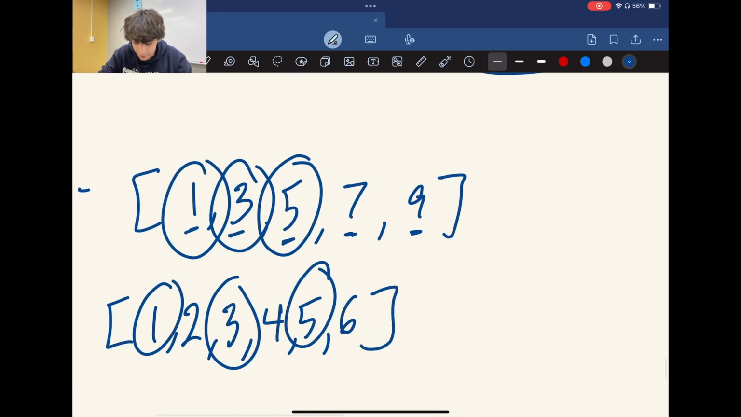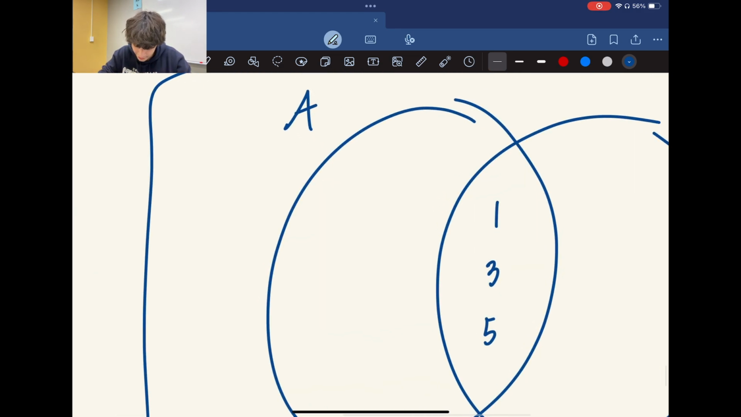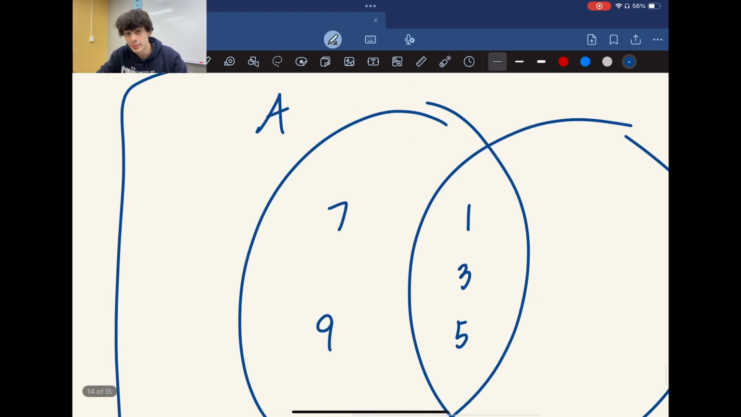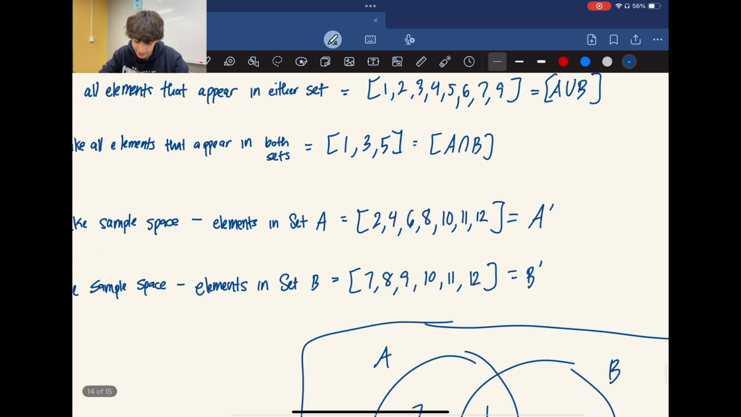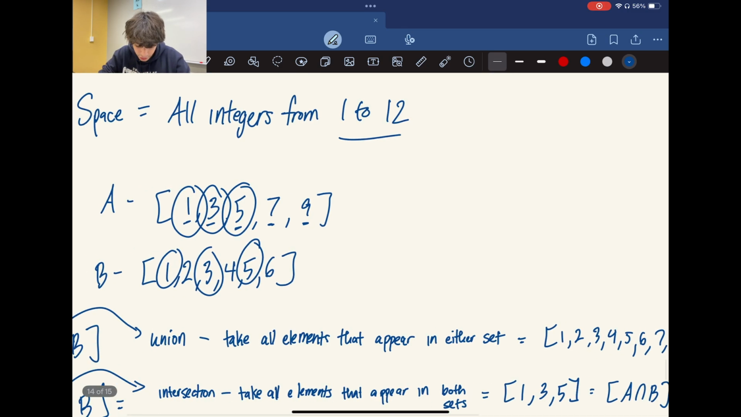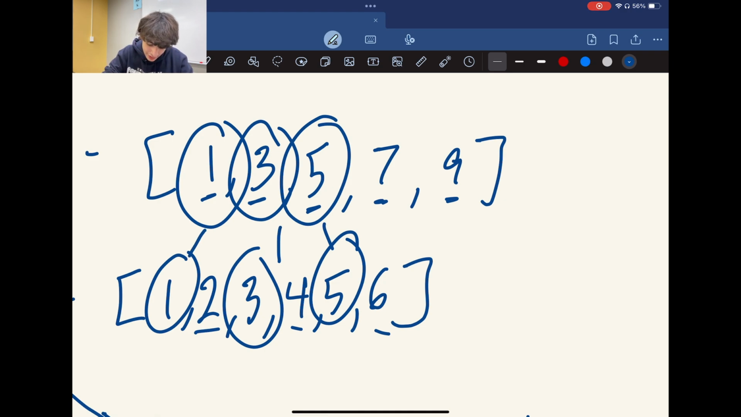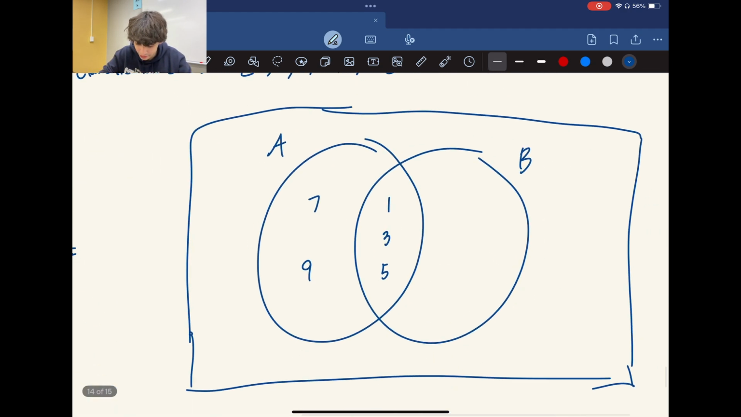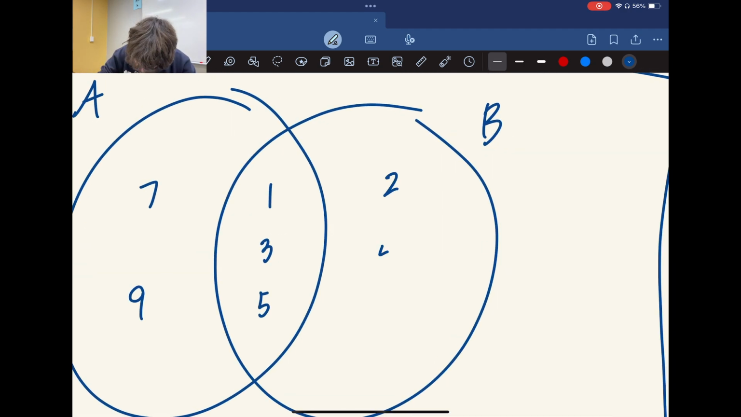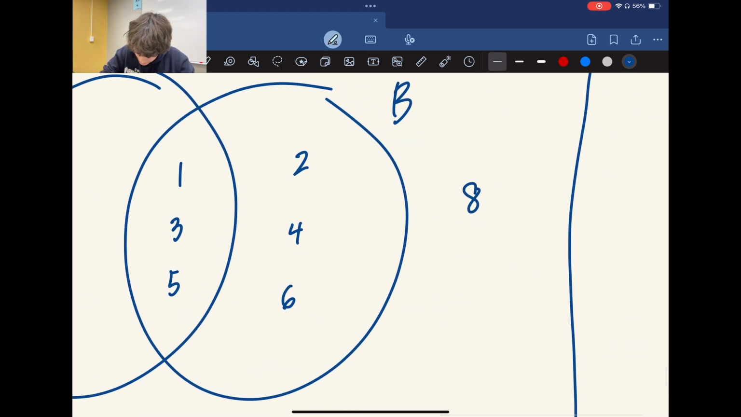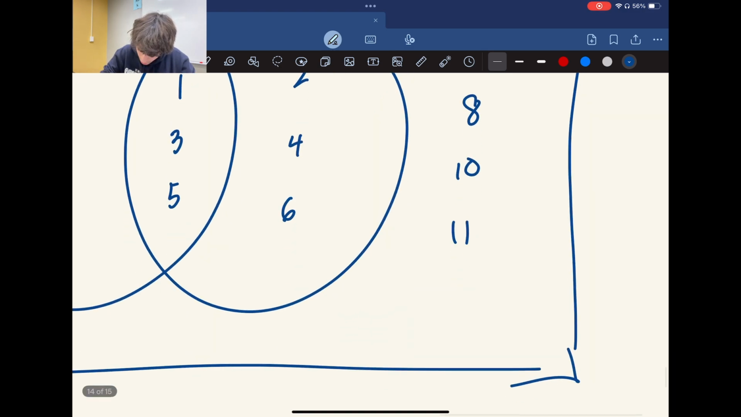In the first set, there are 5 elements. 1, 3, and 5 appear in both sets, so just 7 and 9 are the elements that appear in only set A. And by similar logic, 2, 4, and 6, which are the non-circled numbers, the ones that are not in both sets, are the ones that are just in set B. So 2, 4, and 6. And then numbers that aren't in here going up to 12, so 8, 10, 11, and 12.